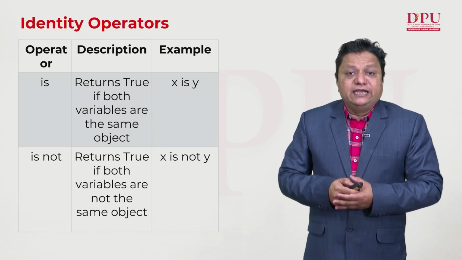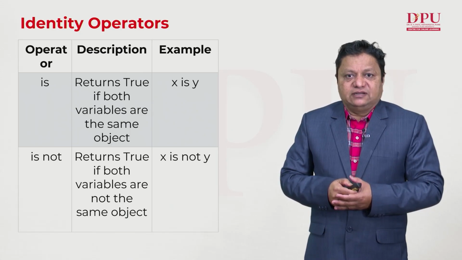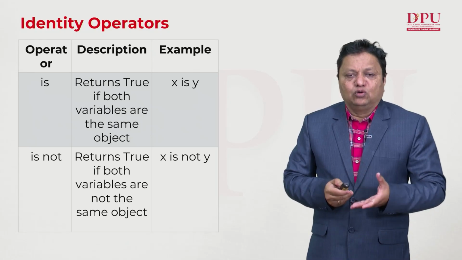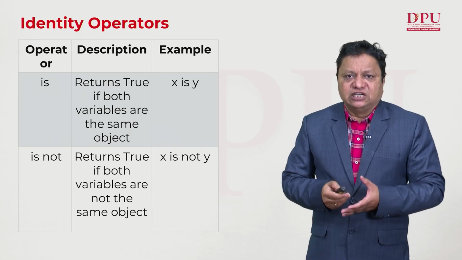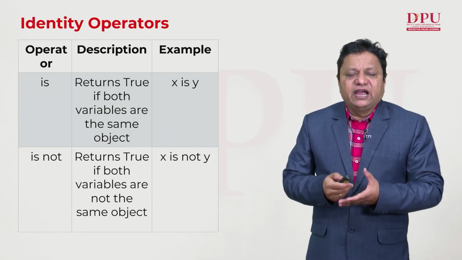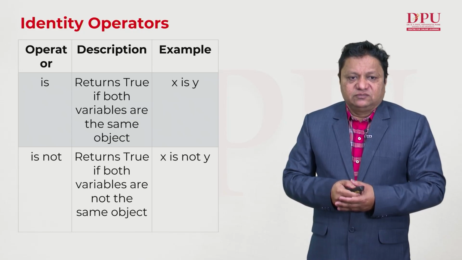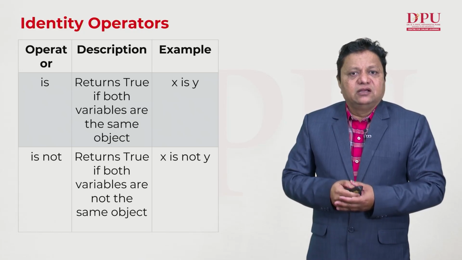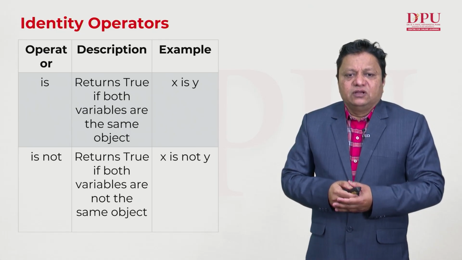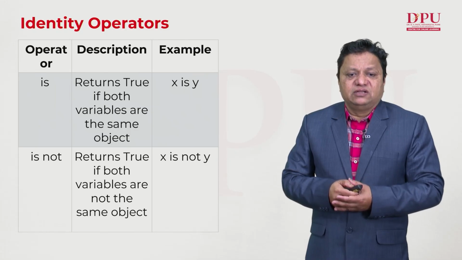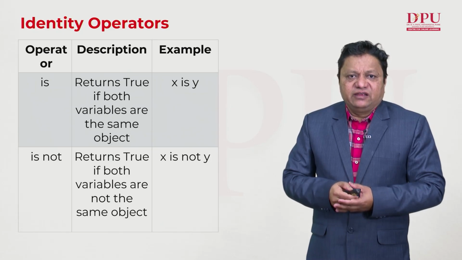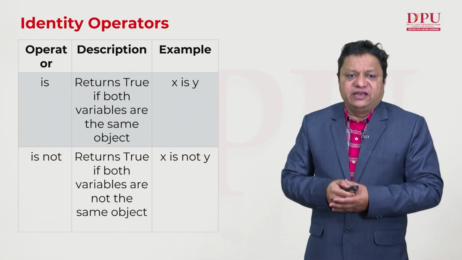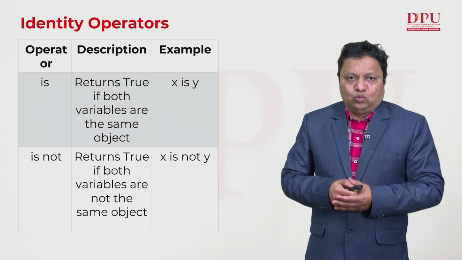Now, let us see the identity operators in Python, which are completely new for those who have learned programming languages like C, C++ and Java. In Python we have the identity operators, for example, is and is not. Here I am using is, which returns true if both variables are the same object. For example, if x is y, it means that if x and y are the same, then it returns true.